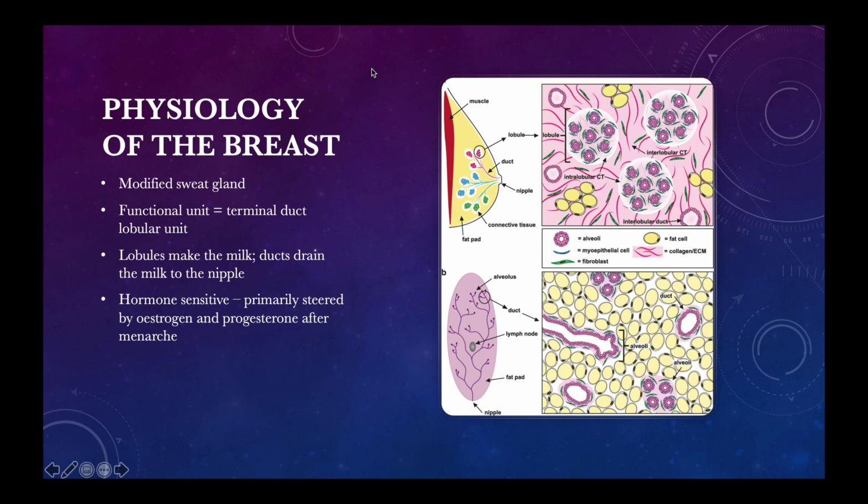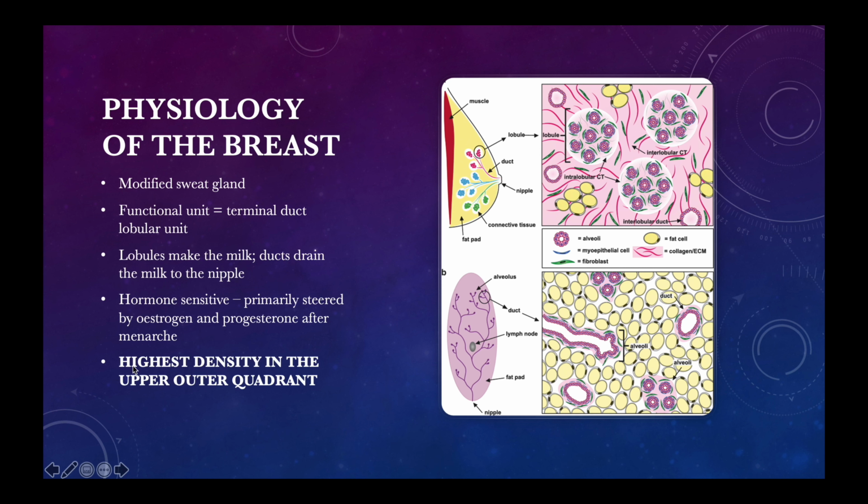We say that the breasts are very hormone sensitive. The development of the breast is directed by the estrogen and progesterone hormones, especially after puberty. Before puberty, what's present is really large ducts behind the nipple, and that's found in both males and females. However, once estrogen and progesterone start cycling around in the body, that's when you have development of these lobules.